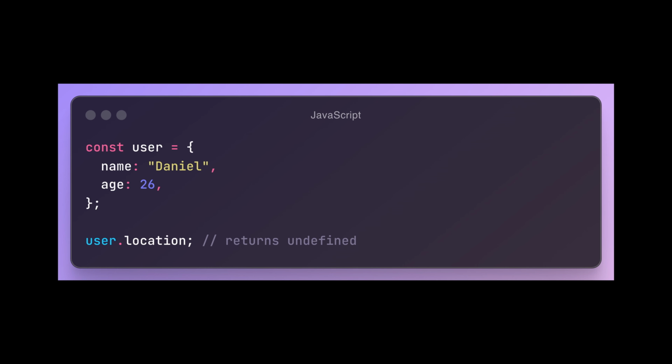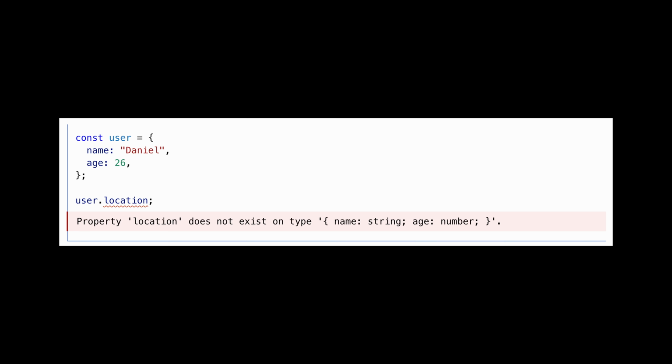For example, if I try to access a property that does not exist inside of an object, JavaScript is going to give me undefined. But if I try to do something like this in case of TypeScript, it is actually going to tell me that you are trying to access a property in the JavaScript object that does not exist.